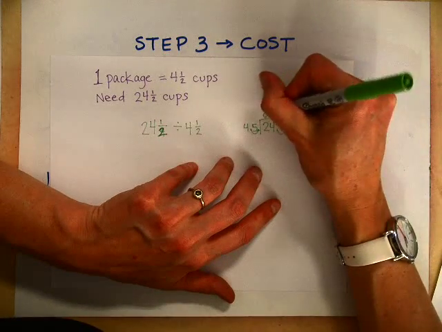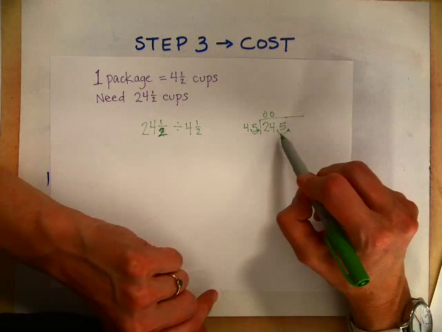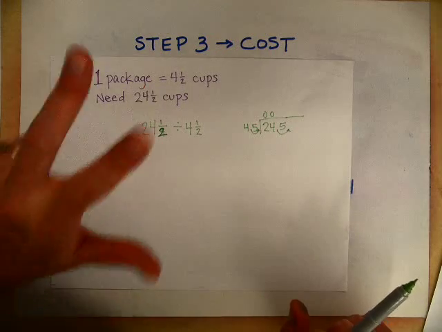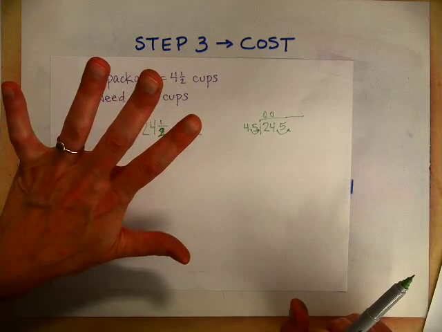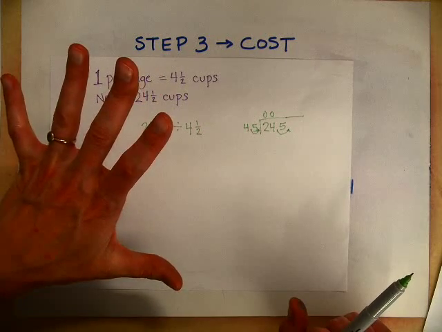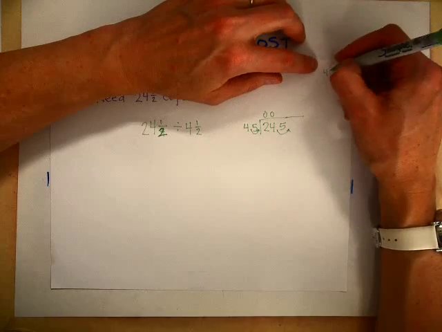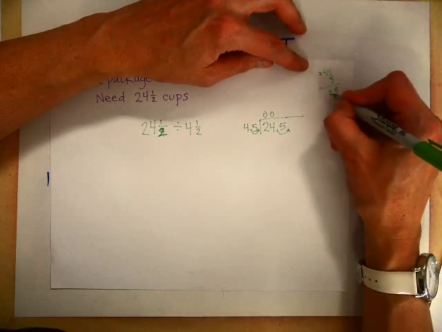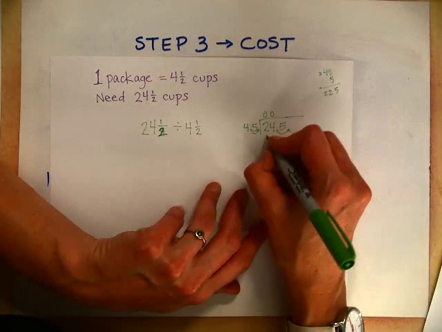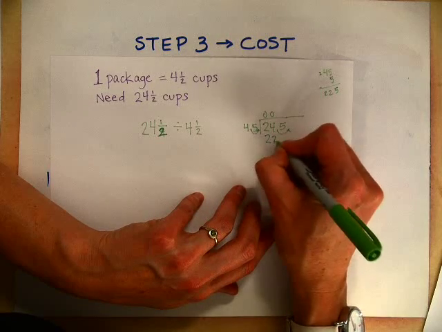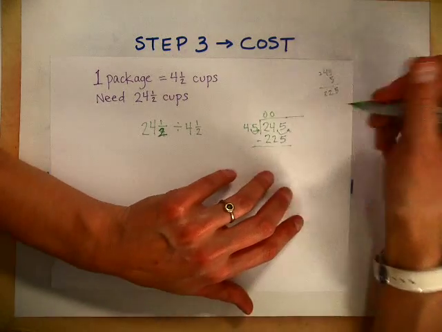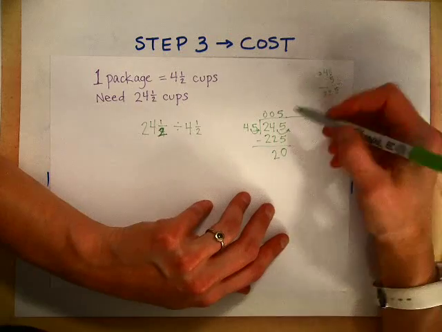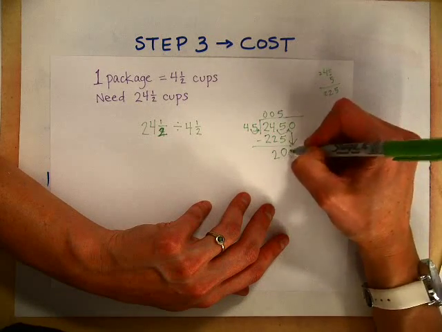And 45 doesn't go into 2 and it doesn't go into 24, but 45 will go into 245. So I'm going to do the same trick I did before where I use 50, 100, 150, 200, 250. It might be 5, probably, since it's a lot less than 50. So 45 times 5 is 225. Subtract: 5 minus 5 is 0, and then 2. Okay, that was 5. And then I'm going to add a 0 down there.